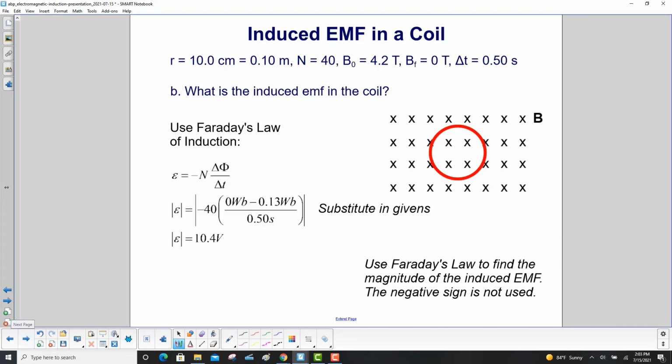What is the induced EMF in the coil? We will use Faraday's law of induction right here. Okay, we have 40 loops, 40 right there, 40 windings. Our final flux is 0 because the magnetic field disappeared. Initial was 0.13 Weber, that's what we calculated. And here's the time over which that occurred. So we do the math and we find it's 10.4 volts. And notice, we just use Faraday's law to find the magnitude of the induced EMF. We don't use the negative sign then.